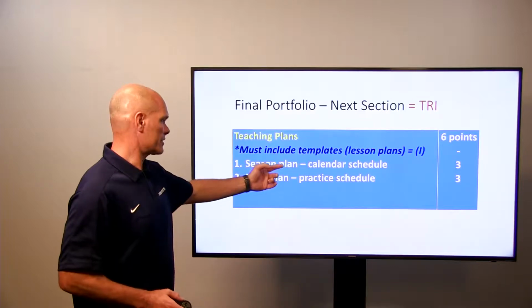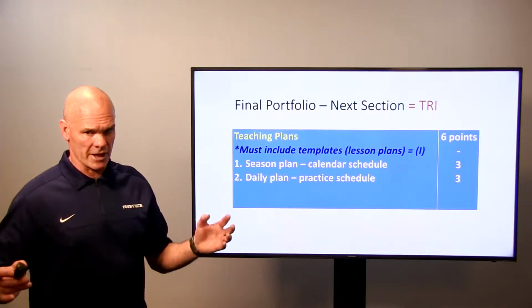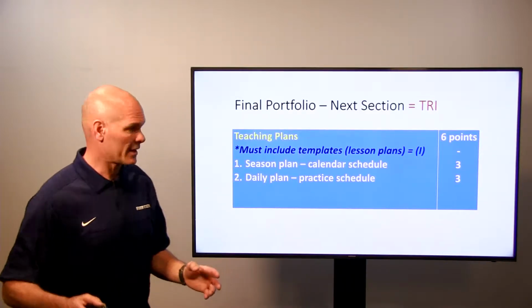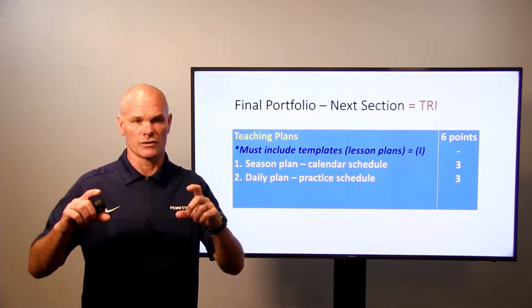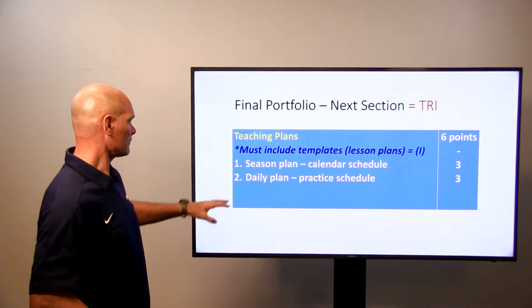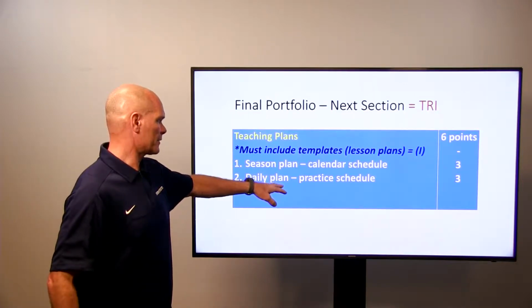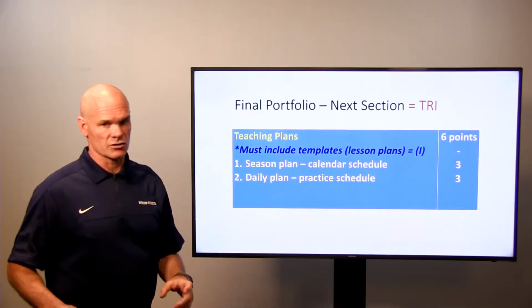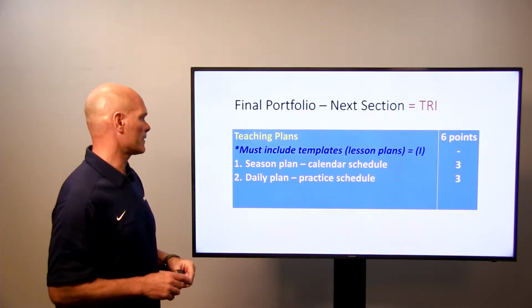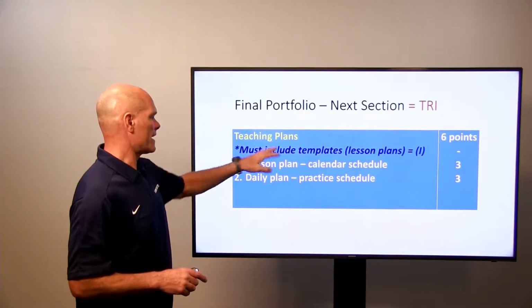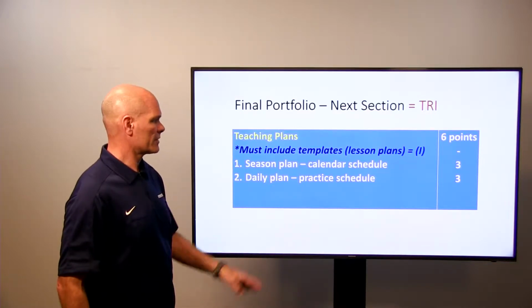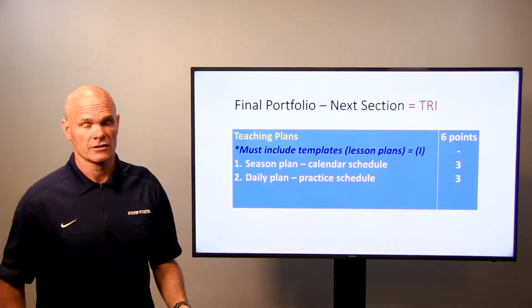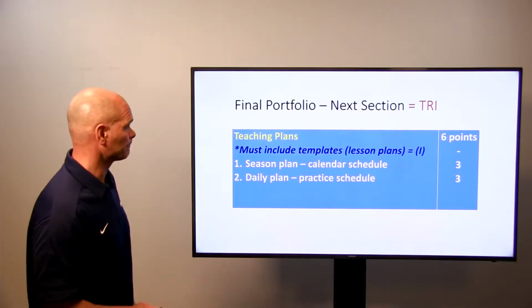You need to address your seasonal plan. It can be a full calendar schedule type model, or it can be what we'll show you at the end. Another way to do it is just do a snapshot for a week. Second one then you've got to address is a daily plan and an actual practice schedule. And I'll show you that at the end of the lecture here then too. That's where those templates come in. Those actual practice schedules serve as illustrations in the TRI.